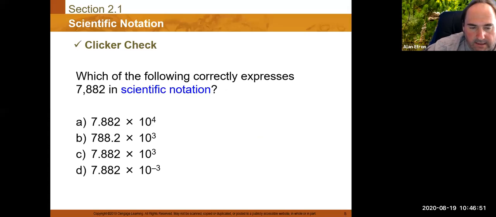All right. So I want you to take a second here and think about which one would be the correct way to express this in scientific notation. Let's see what we come up with.